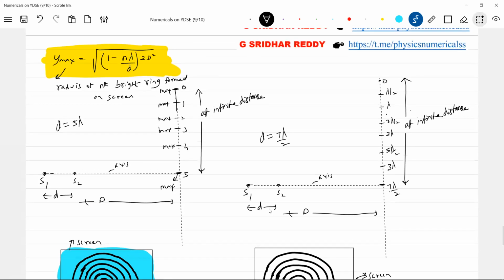Is it okay? Because far away, the path difference must be 0. Okay, now count it. This is a maximum, this is a minima, maxima, minima, alternate. Here also the same thing. Minima, I didn't show it. So here you can put it like this. This is a minima. Dark band, minima means dark band here. So this is the minima. This is the maximum.